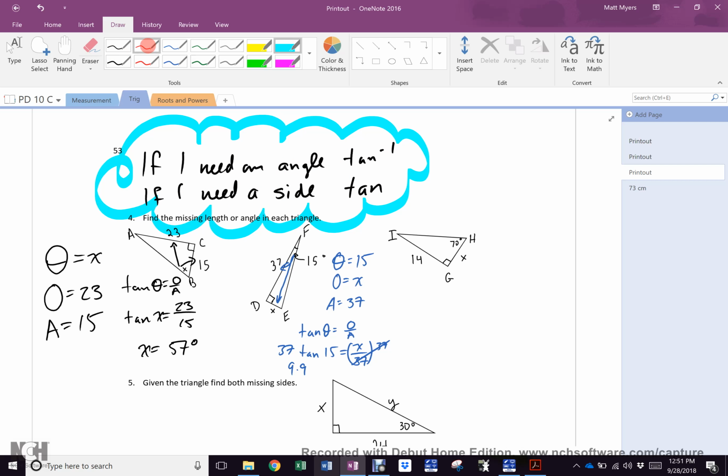All of you try this one. Follow the rules. See if you can work it out. Do I have a theta? Do I have an opposite? Do I have an adjacent?